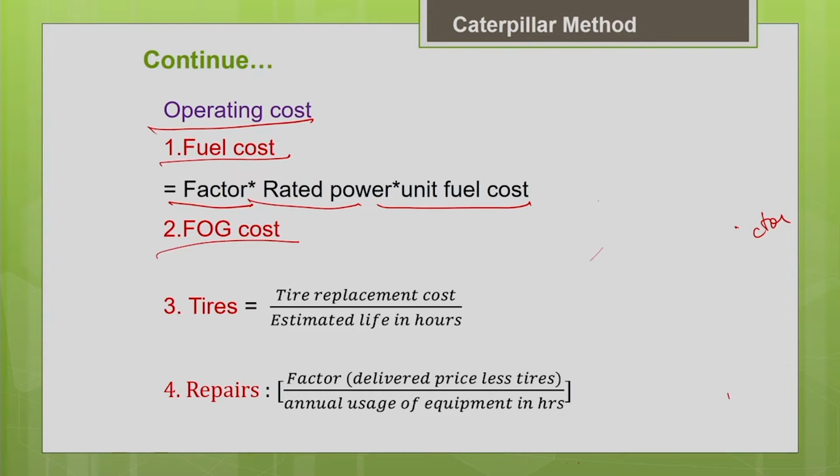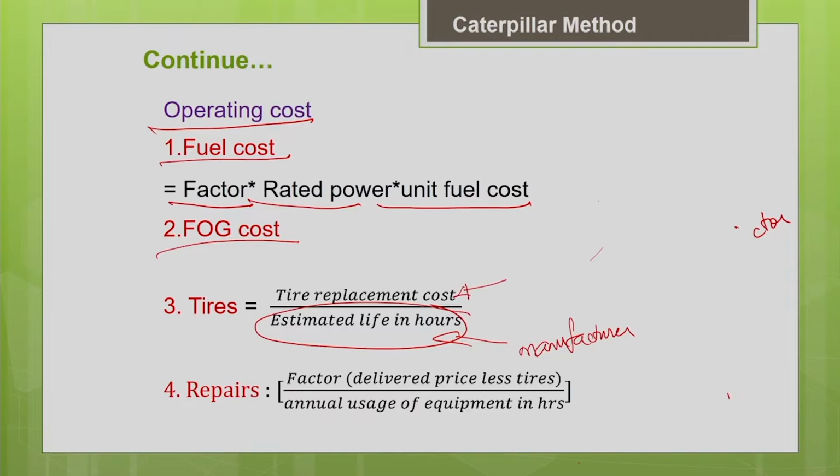Another thing to be calculated is your tire cost. It is nothing but your tire replacement cost divided by the estimated life of the tires in hours. You can get this from your manufacturer. For different work conditions, different terrains or different operating conditions, what will be the estimated life of the tire of this machine, you can get it from the manufacturer or from your past records. Similarly, you can get the cost of the tires easily, so you will get your hourly tire cost.